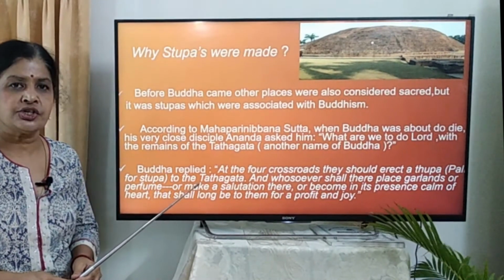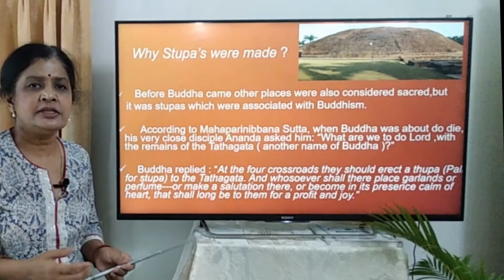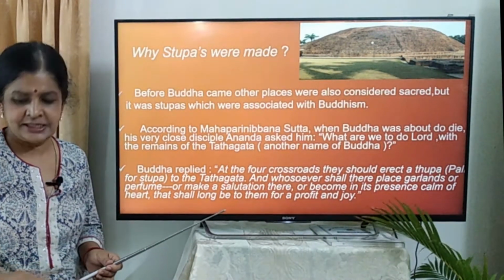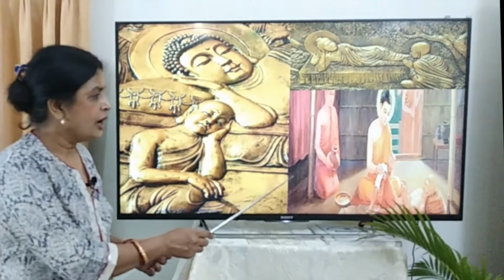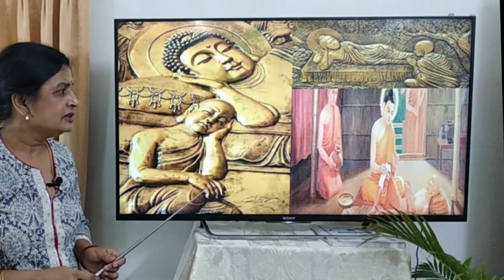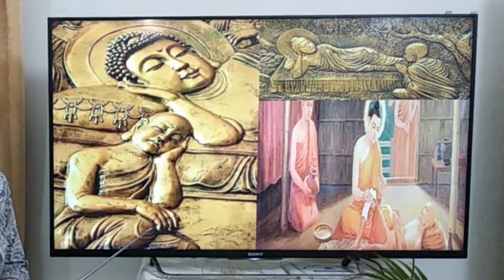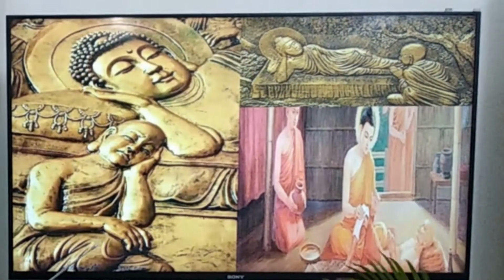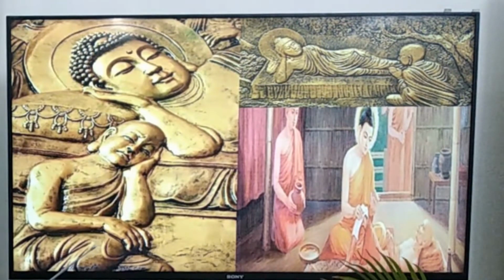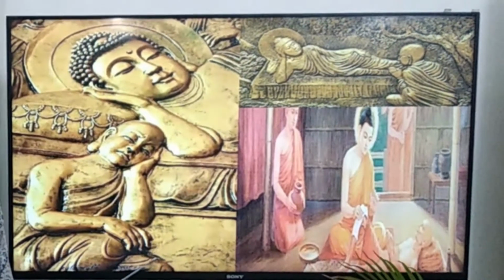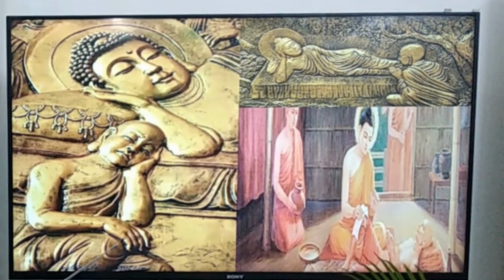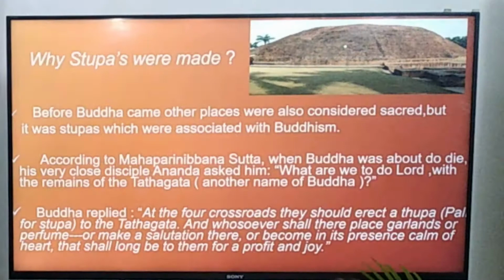Now we come to the second question: why were stupas made? What was the reason to make these stupas? So please see this slide first. When Buddha was about to die, he was looked after by his most favorite disciple. His name was Ananda, who used to be always close to Buddha. He was very much disturbed that Buddha was going to die. So he asked Buddha, you are going to leave us. What should we do after you have left, with your body remains? So Buddha told him, my dear Ananda, when I am not there, take my bodily remains.